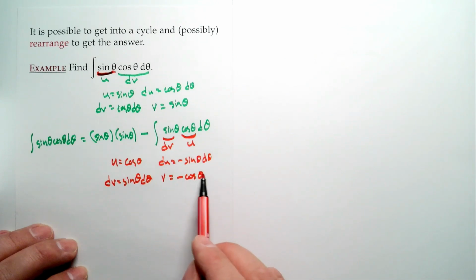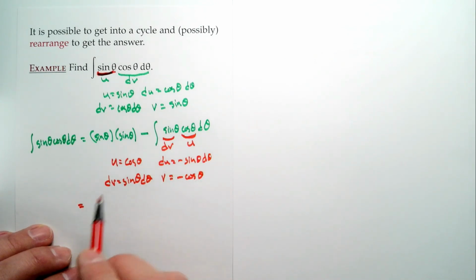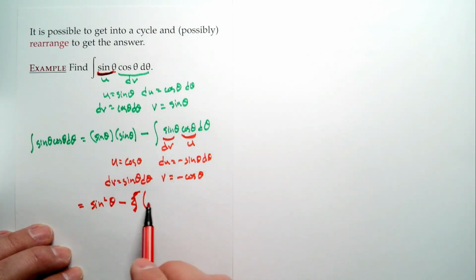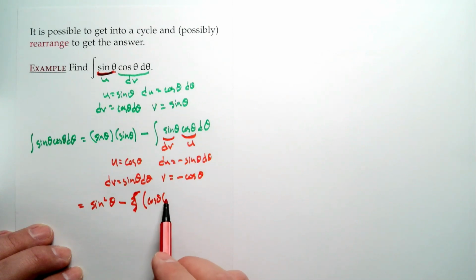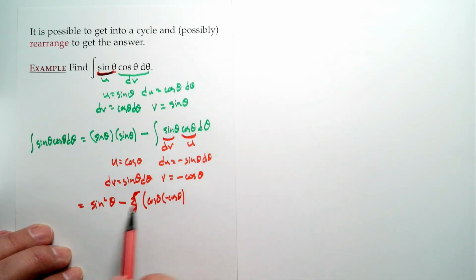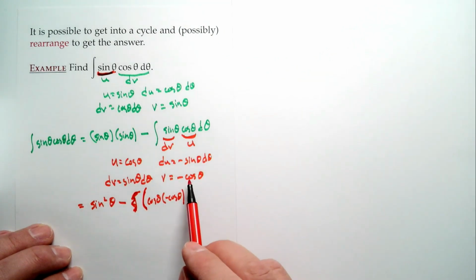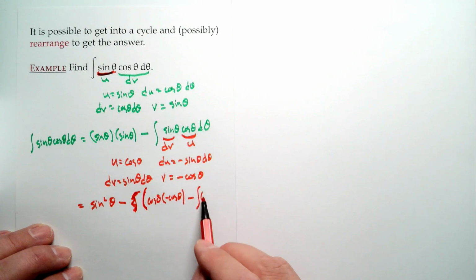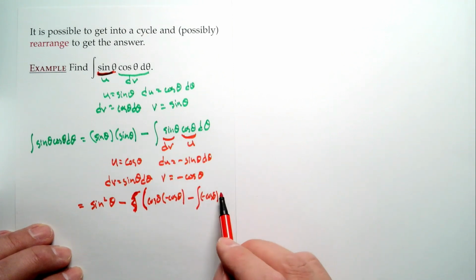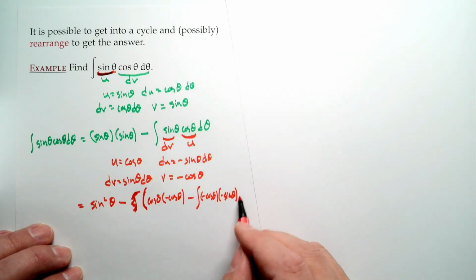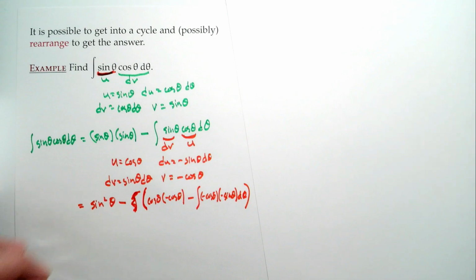Negative cosine. All right. So we have sine times sine. We can call that sine squared theta minus the integral. Oh, sorry, not the integral. uv. So we have cosine theta minus cosine theta, in parentheses there, minus the integral v du. So minus the integral of minus cosine theta, minus sine theta, running out of space here, d theta. All right?